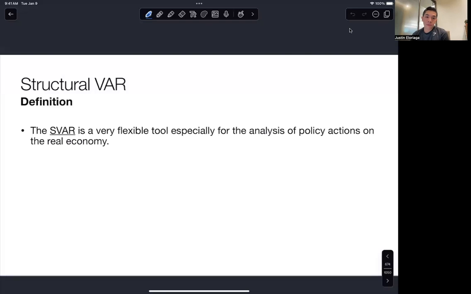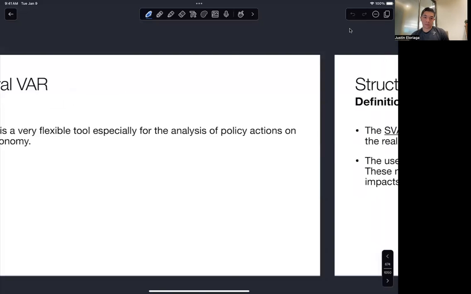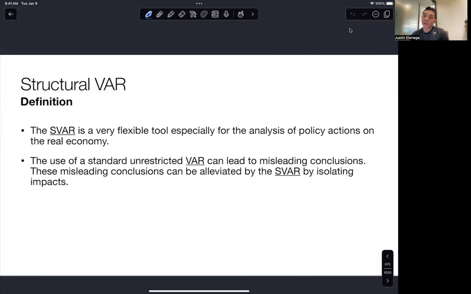So this structural VAR is a very flexible tool, especially for the analysis of policy actions on the real economy. And the use of a normal unrestricted VAR can actually lead to misleading conclusions in many ways, which we'll try to give examples of in this video. These misleading conclusions can be alleviated by using an SVAR. If we use a typical unrestricted VAR, we could get misleading conclusions, especially if the data that we put inside is non-stationary. But generally, these are alleviated by using a standard SVAR, right?